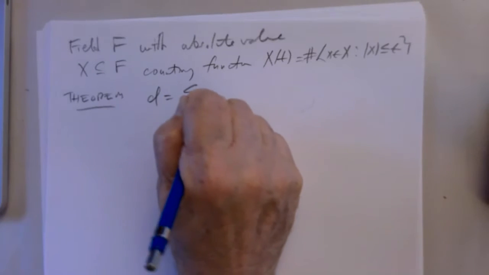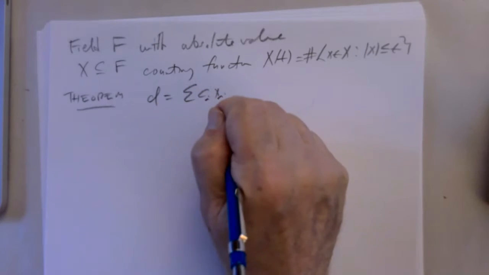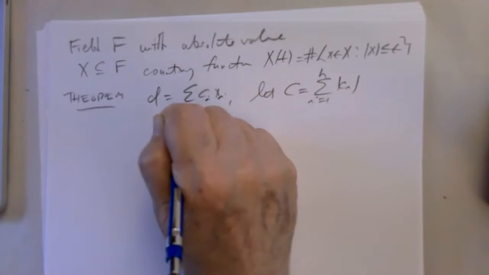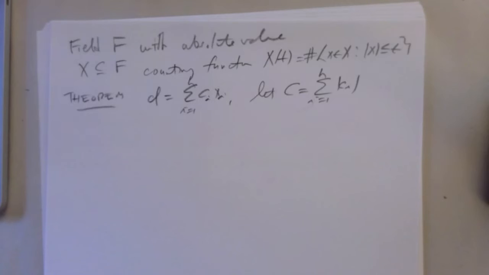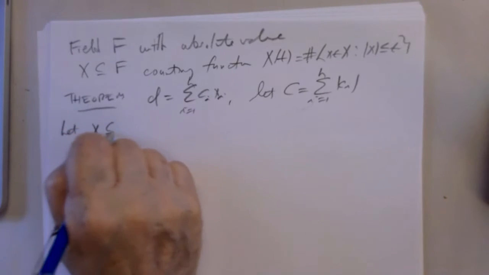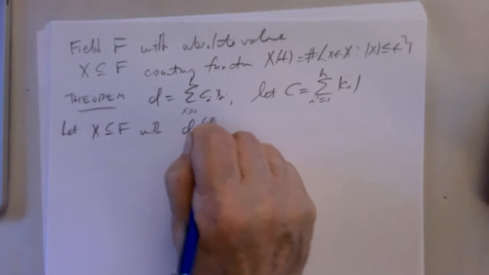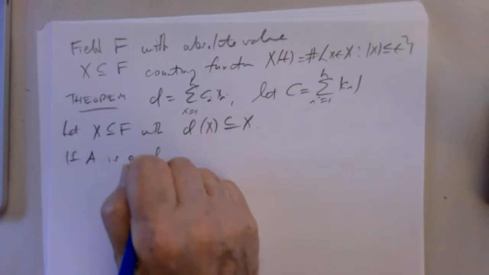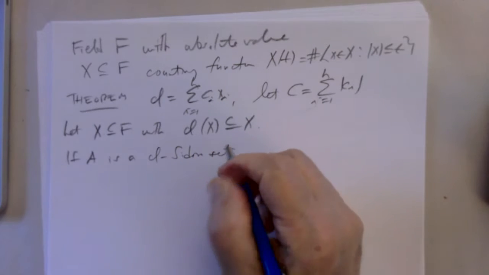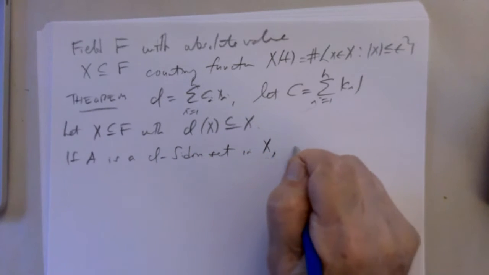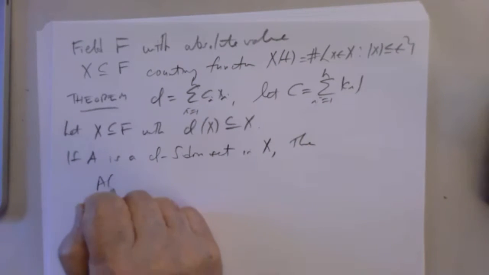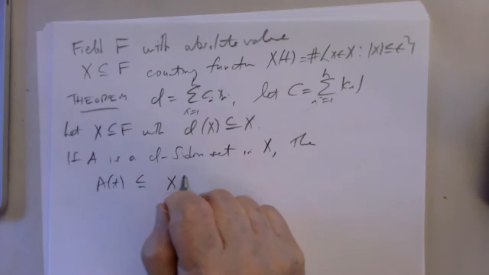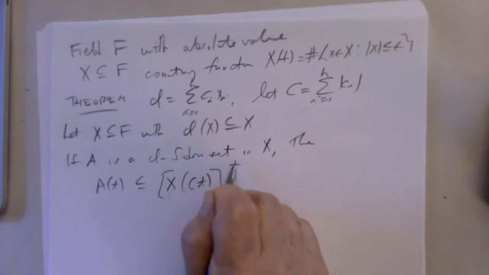So we have this linear form for which Sidon sets exist. Suppose we let capital C be the sum of the absolute values of the coefficients. And let X be a subset of the field where phi maps X into itself. So phi of X is contained in X. If A is a phi Sidon subset in X, then the counting function for A, A of T, the number of elements of A with absolute value at most T, is bounded above by the counting function of X, C of T, to the power 1 over H.